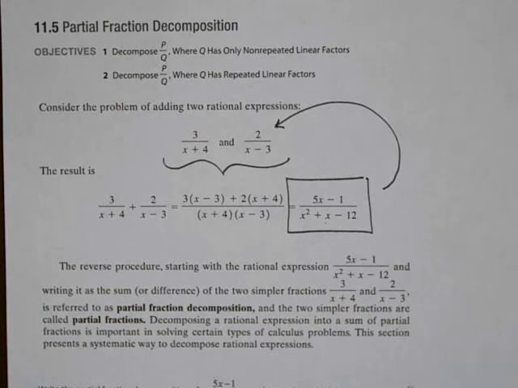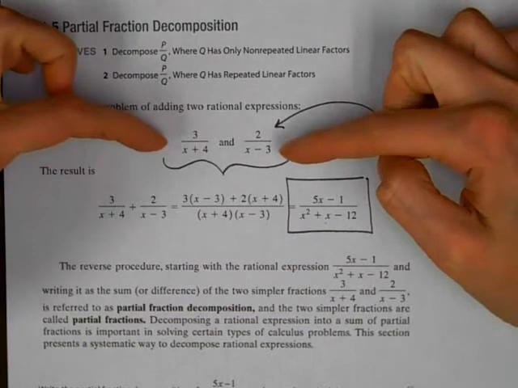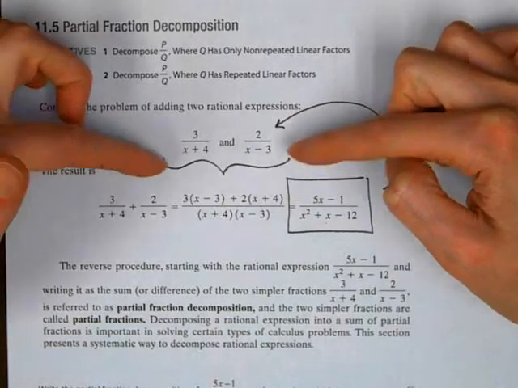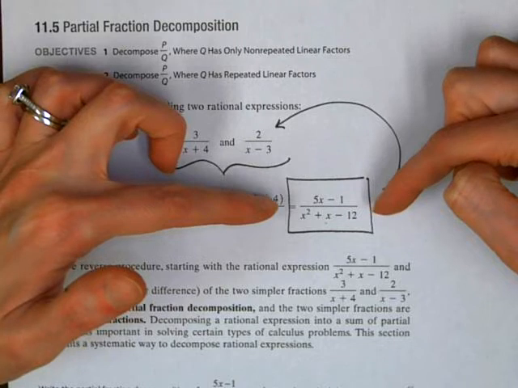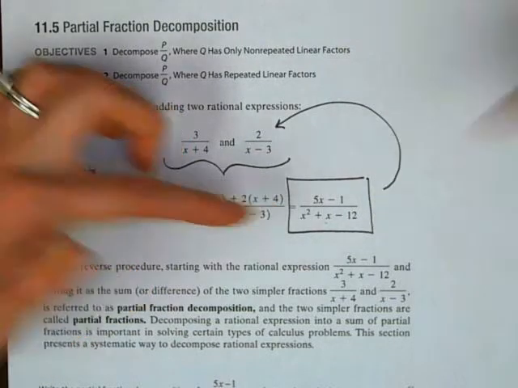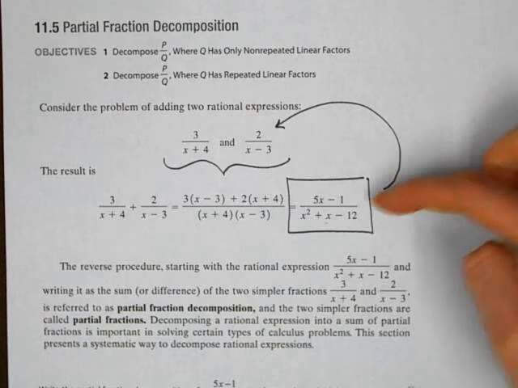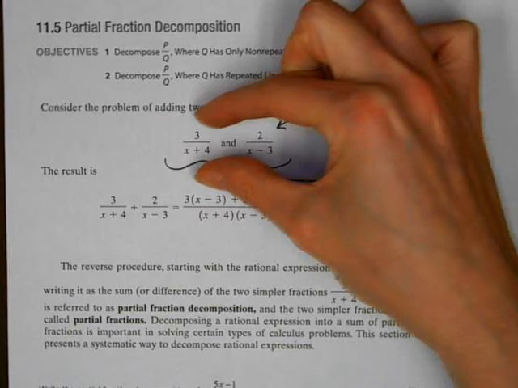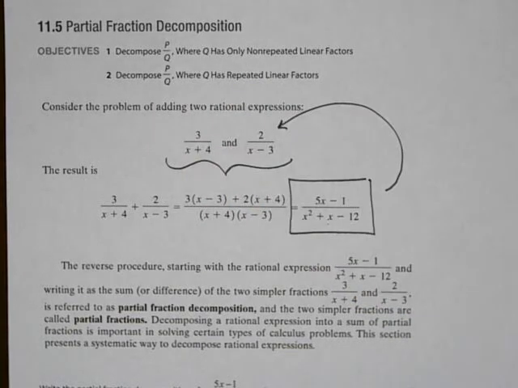So you've probably never done this before, but partial fraction decomposition is, when you're adding two rational expressions, you have to get a common denominator, and then you combine it into like one nice sum or difference. Well, partial fraction decomposition is going backwards. Can you take this and tell me what the initial rational expressions were? So we're just going backwards.